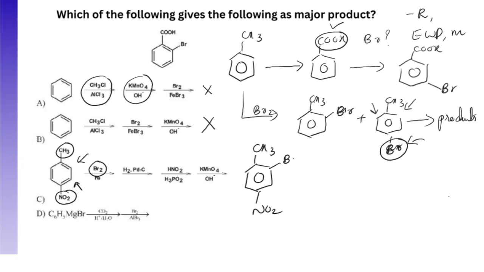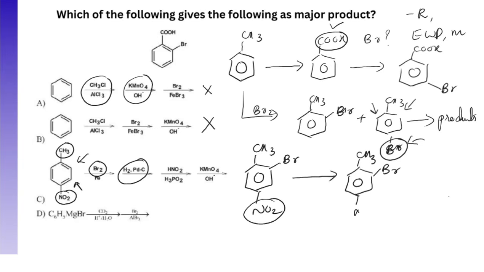So what happens now? We are getting orthobromonitro-toluene. So this upon H2 palladium carbon means what? It is a reduction. So which group will undergo reduction here? Nitro is susceptible to undergo reduction. So what we are getting here? We are going to get an amine. And here it's aniline, right? So NH2 group. So then what is done here? HNO2, H3PO2. That is nothing but diazotization followed by H3PO2.